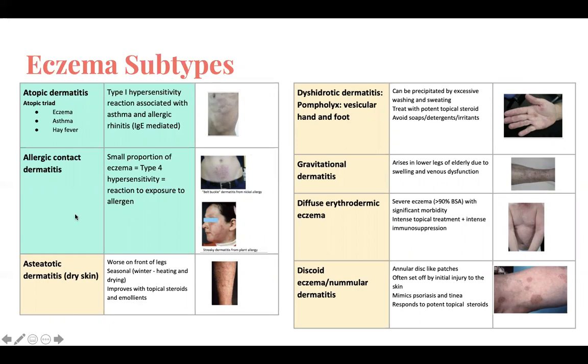Atopic dermatitis is the one that's classically associated with asthma and hay fever, and that's IgE mediated, so type 1 hypersensitivity, versus allergic contact dermatitis, which is type 4, and that's more due to exposure to allergens such as a belt buckle from nickel allergy or from a plant allergy. I think those two are the only ones you have to know.